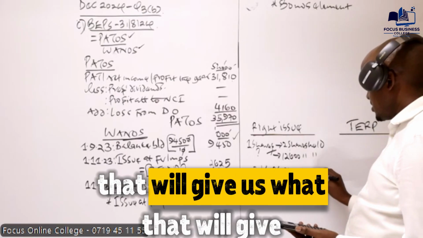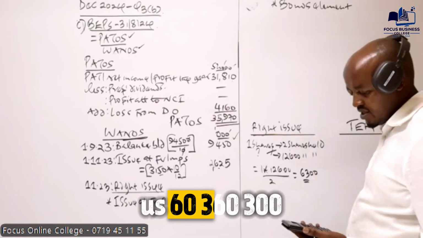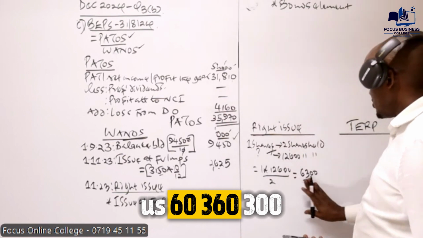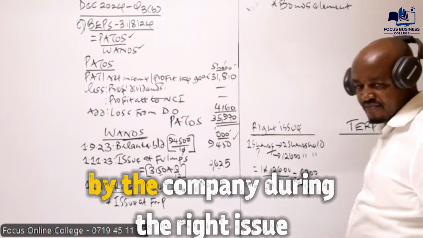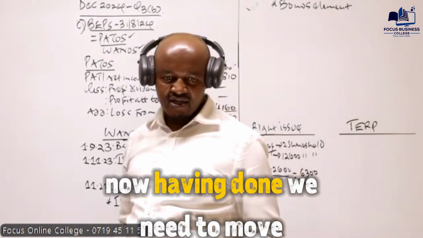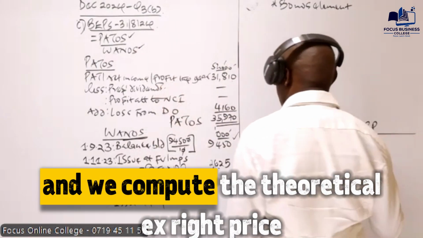That will give us 6,300. So basically, these are the shares which were issued by the company during the rights issue. Now, having done that, we need to move on and compute the theoretical ex-rights price.